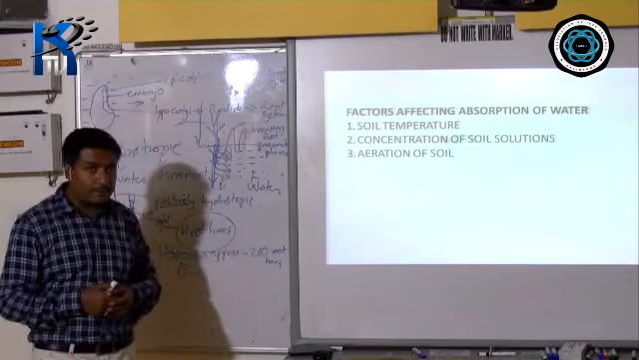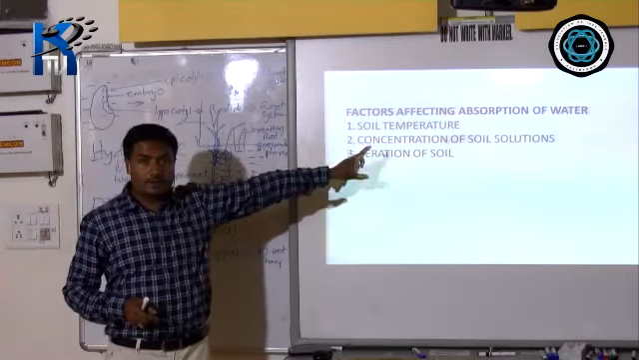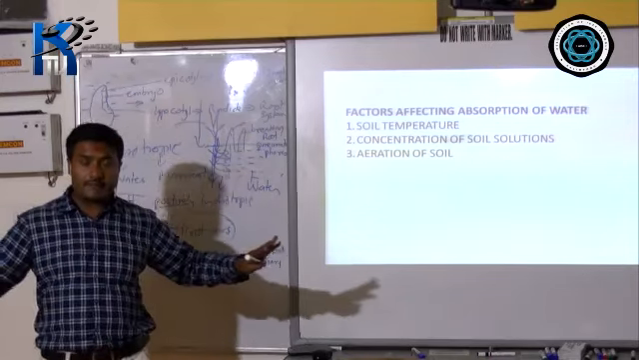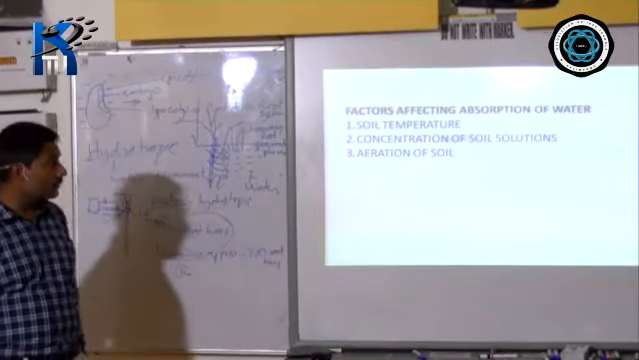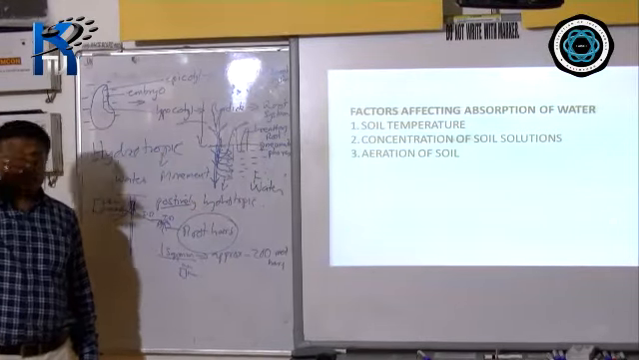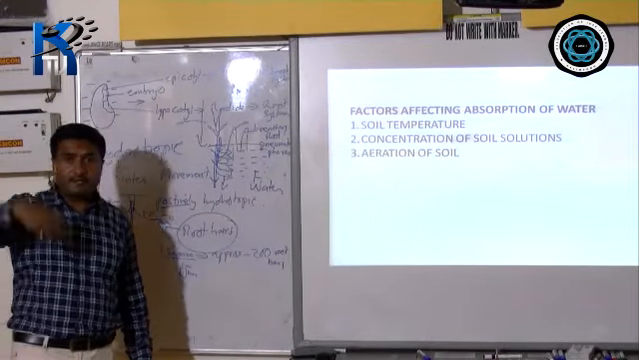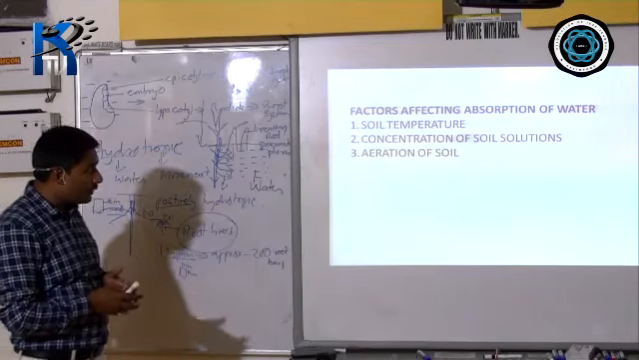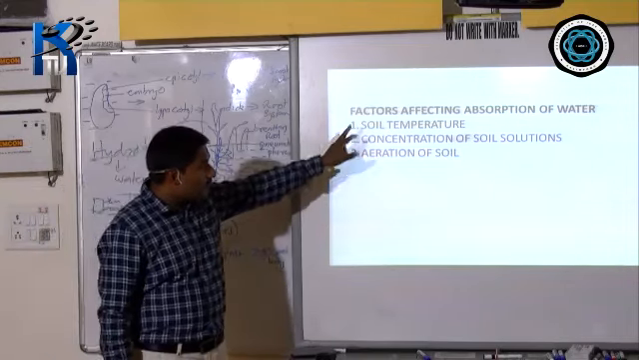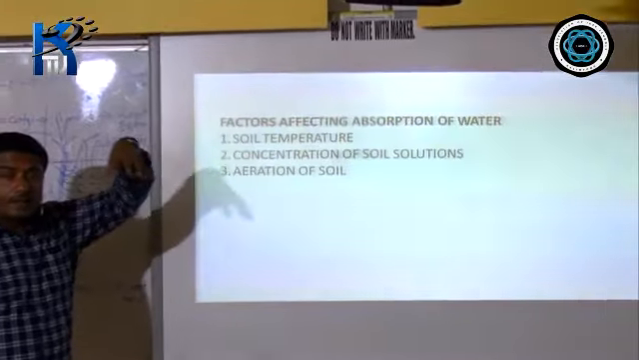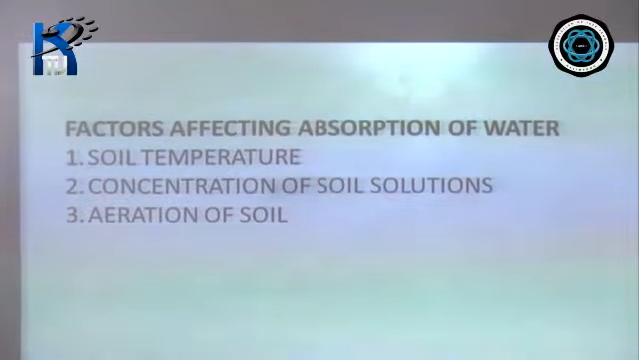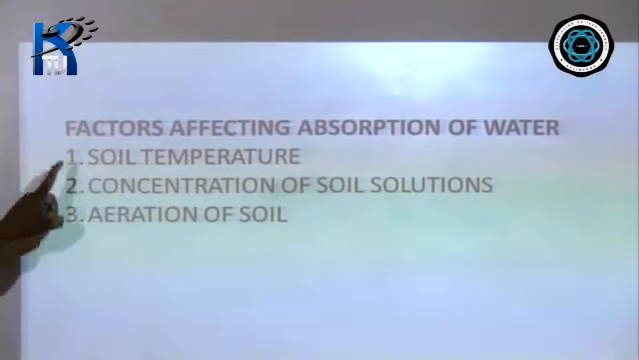Number one factor is the soil temperature. Soil temperature is a must. Even if all the factors are given, say for example in places where 75 degree, 40 degree, 50 degree temperature is there, what is going to happen? When I'm talking about factors affecting absorption of water, in what condition is the plant able to absorb water and minerals? In a good condition. Then number one factor is soil temperature.